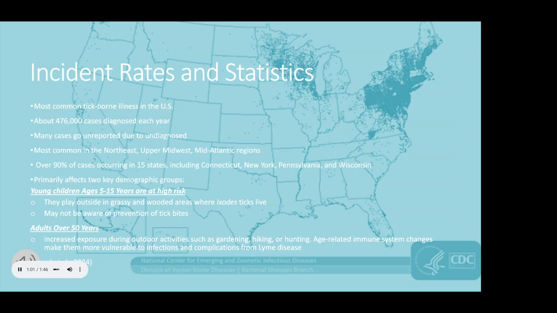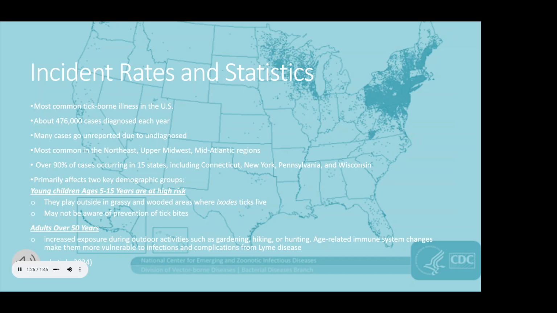And then those that are ages 50 and older are also at higher risk due to, again, a weakened immune system. As we age, the immune system generally becomes less efficient. Longer exposure time. So people over 50 have spent more time outdoors, particularly in areas where ticks are common, giving them a higher cumulative risk of tick bites over the years.